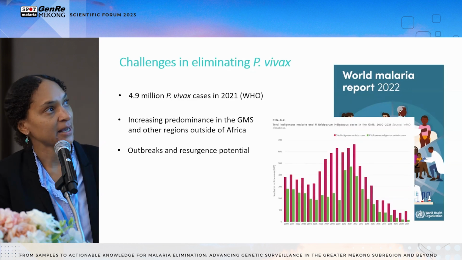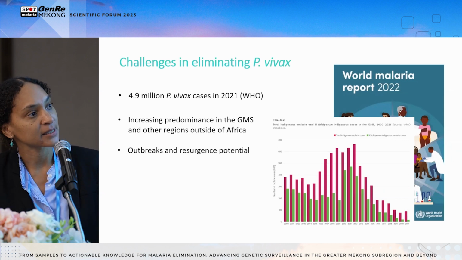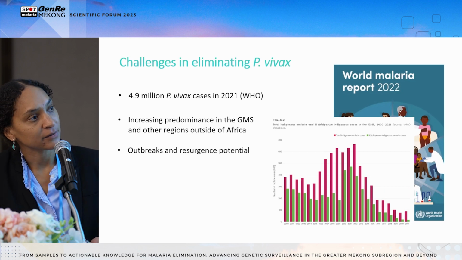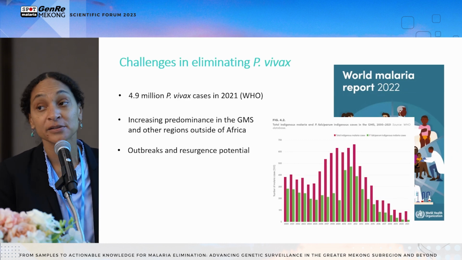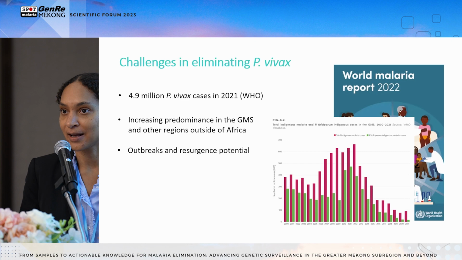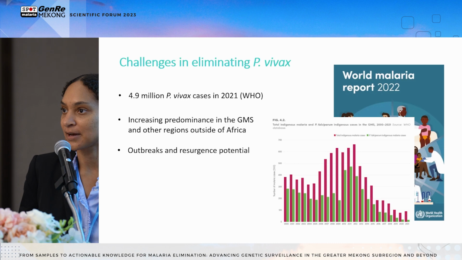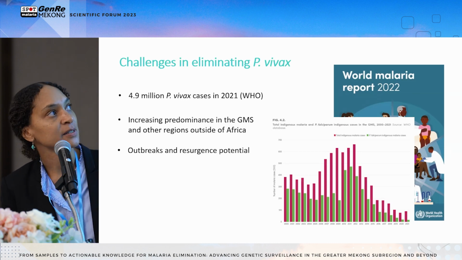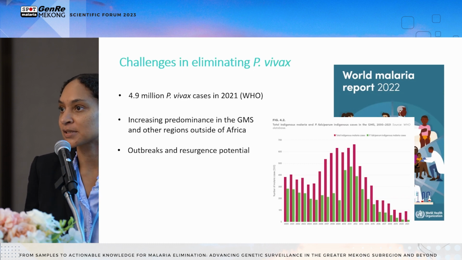And certainly in the GMS, we'll be very familiar with these patterns. We look at these WHO maps, seeing that the gap between all-case malaria in red and falciparum cases in green is widening as we reach elimination of falciparum, because of the increasing predominance of Vivax cases. And I'm hearing in this meeting and through other avenues increasing reports of outbreaks of Vivax malaria, showing us how unstable this species can be. That's pretty concerning in terms of resurgence potential and the clinical impact for the communities that are affected.